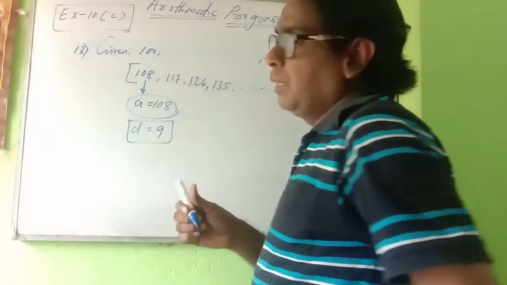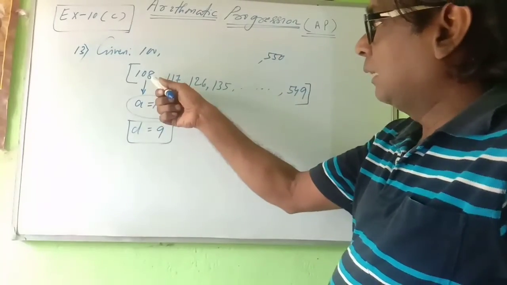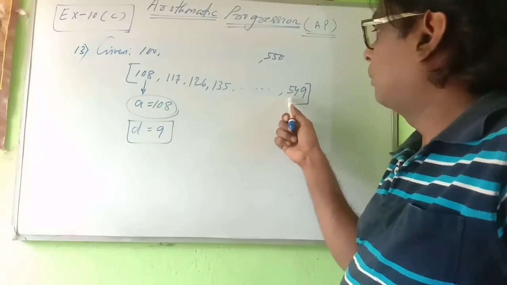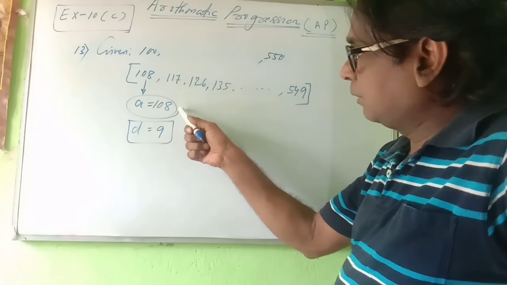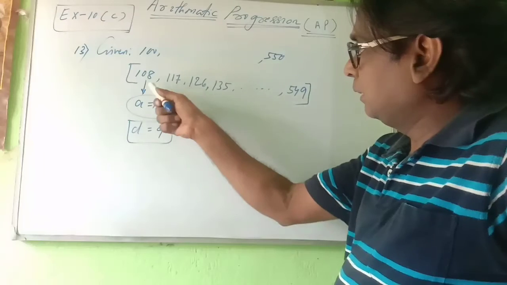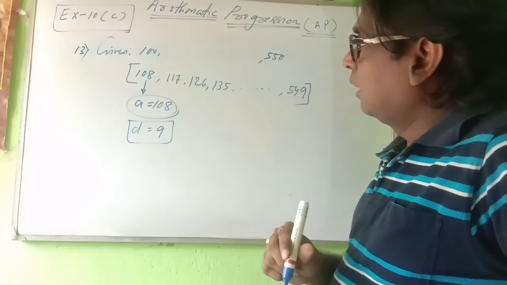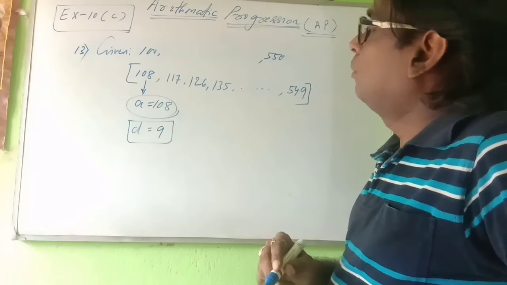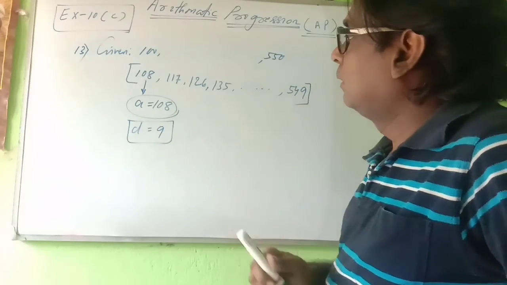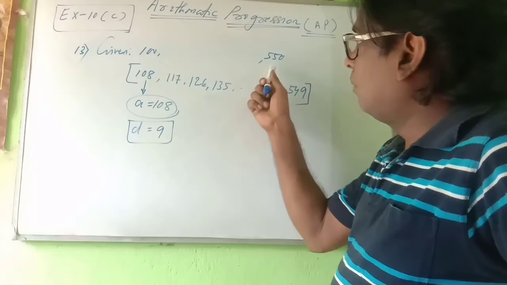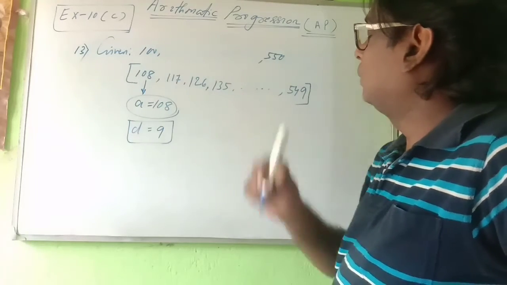Divisible by 9 means the first term will be 108 and the last term is 549. So from here a equals 108 and the common difference d will be 9. You have to find the sum of the numbers which are divisible by 9. First of all, you have to calculate how many numbers there are between 100 and 550.